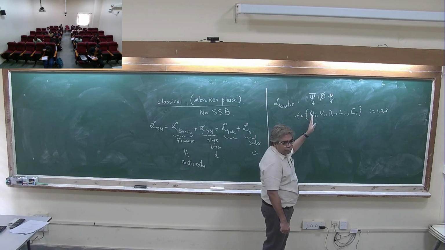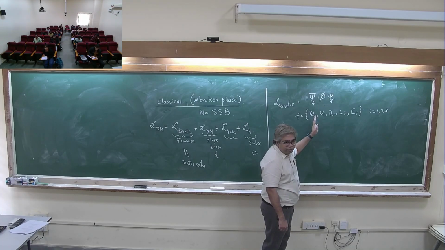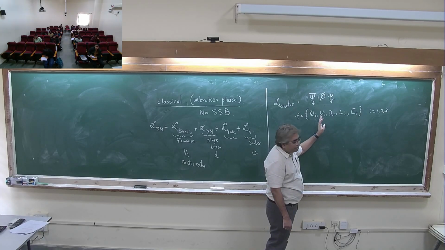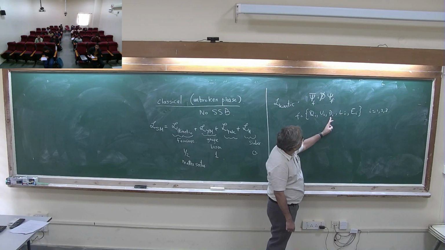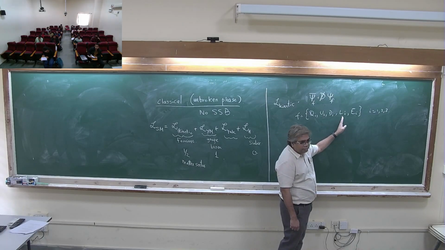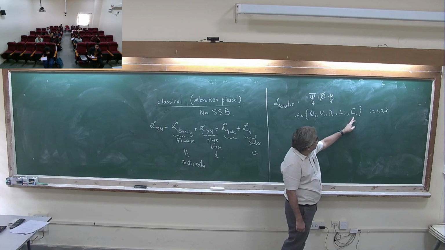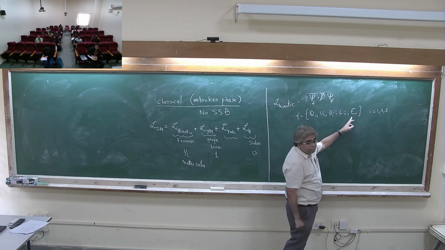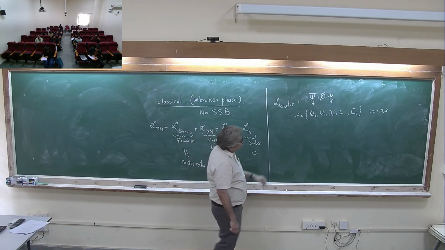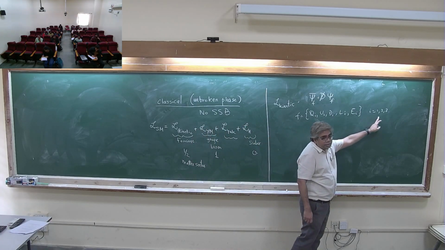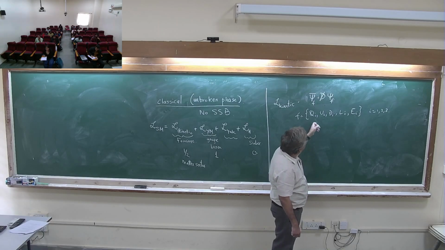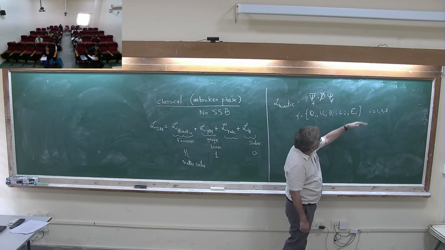Q means the left-handed doublet which we introduced for the quarks, then the right-handed singlet for up-type quarks, the right-handed singlet for down-type quarks, the left-handed lepton doublet, and the electron singlet. We are not introducing right-handed neutrinos. And then what is this index? This is for each generation. i equals 1 to 3: the first generation, second generation, third generation.